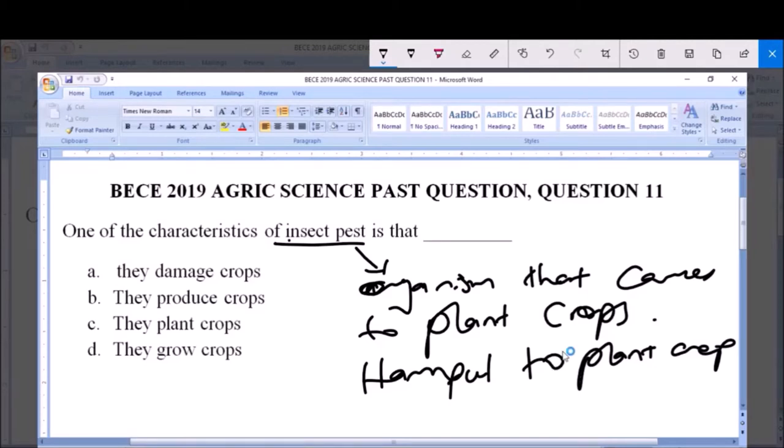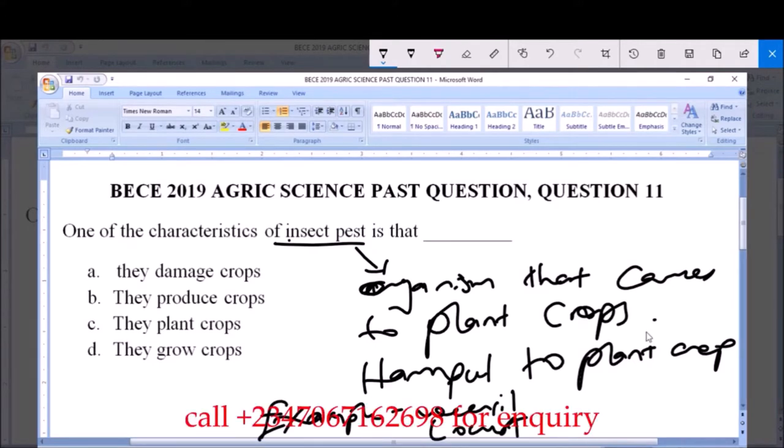Examples of these insect pests include the weevil. The weevil is a common example of an insect pest that causes damage to beans, mostly grains. It damages beans. Another example is the locust. This locust feeds on the leaf of the plant and causes damage to crop plants. So insect pests are organisms that cause damage to plants.